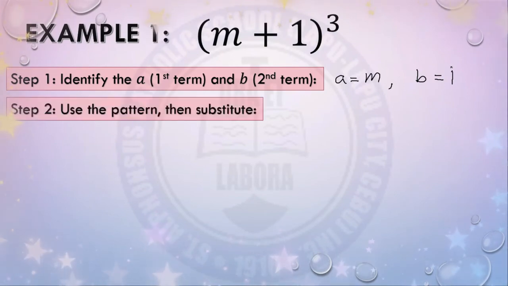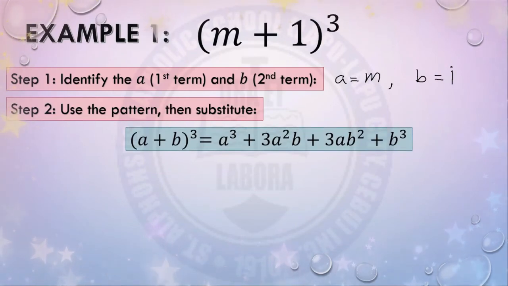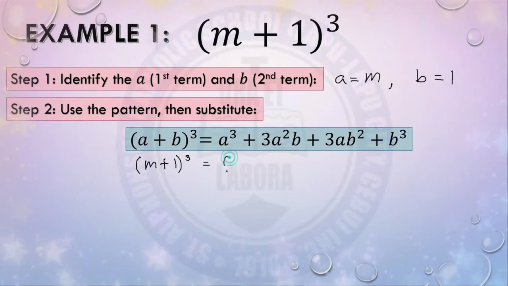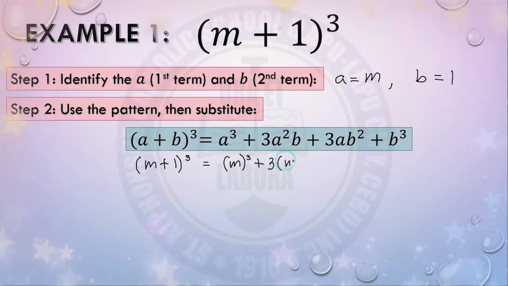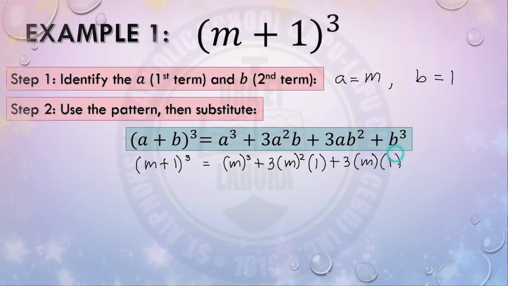Next step, you will use the pattern, then substitute. The pattern is this one. So, we're going to substitute the first and second term to the pattern. So our first term is m, so substitute m to a. Cube plus 3 m squared times the second term, which is 1, plus 3 m times the second term, which is 1 again, squared, plus 1 cube.